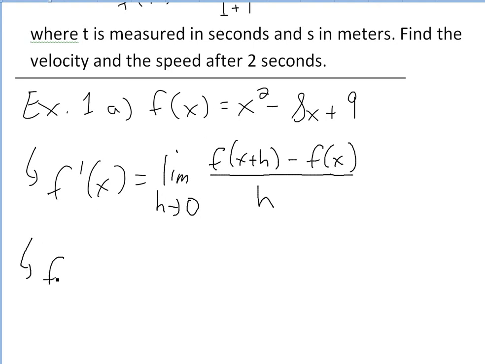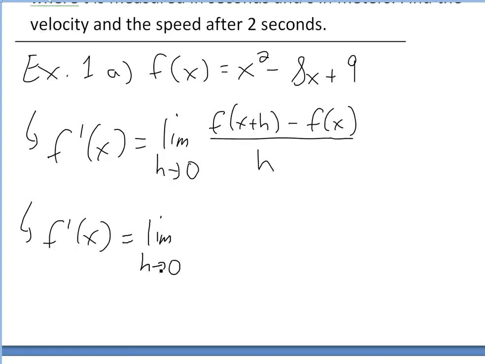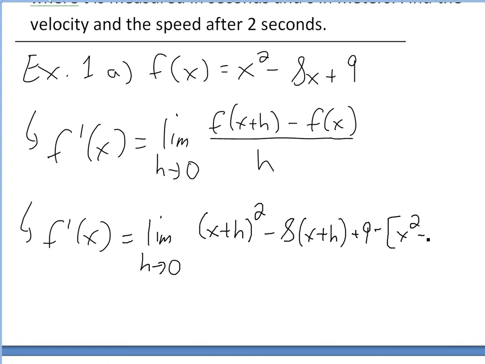So for this function, we'll have f prime of x equal to the limit as h approaches 0 of, now we plug in our x plus h for every single x value, so we'll have (x plus h) squared minus 8 times (x plus h), and then plus 9, and now we have to subtract f of x, and that's just going to be minus (x squared minus 8x plus 9). So this is f(x) and this is f(x plus h), all divided by h.